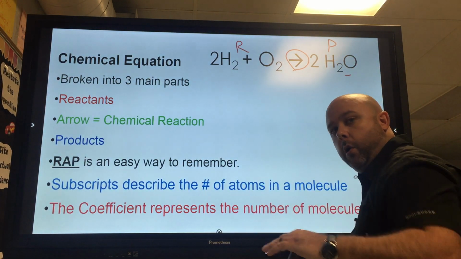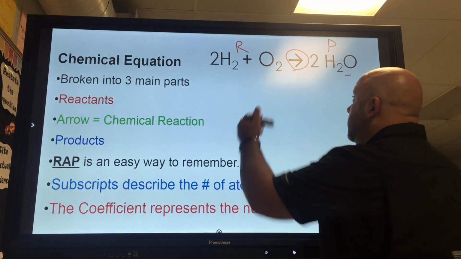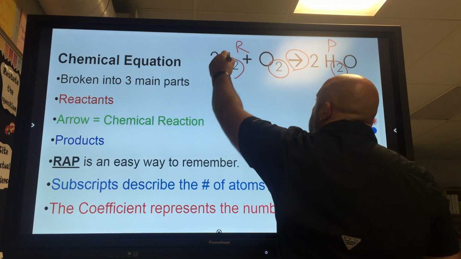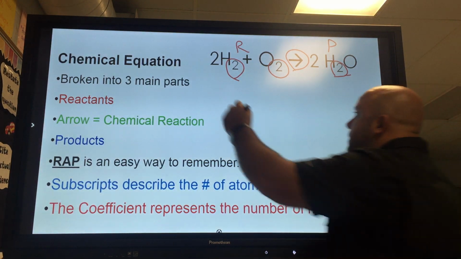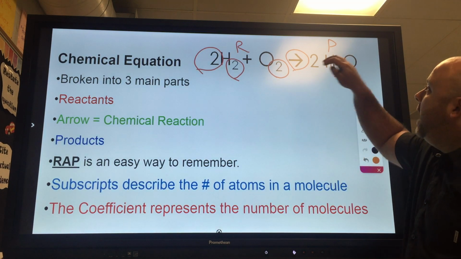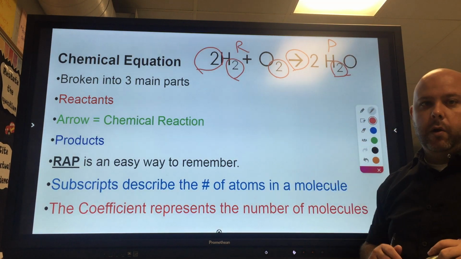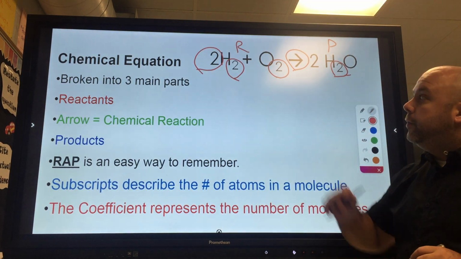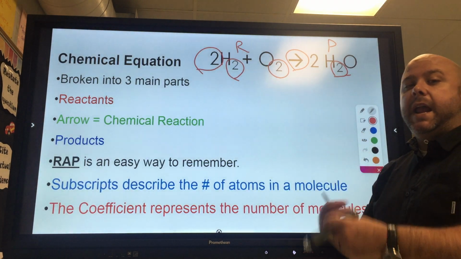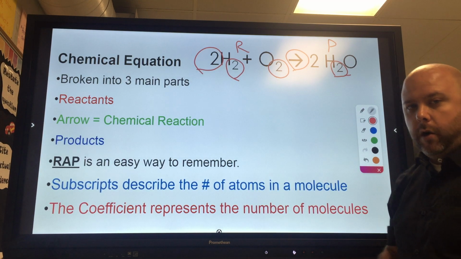Sub means below. Script means writing. So these right here are your subscripts. And you have your coefficients. That's the big numbers. The subscripts tell me how many atoms of that element there are. The coefficients tell me how many molecules containing those elements there are.